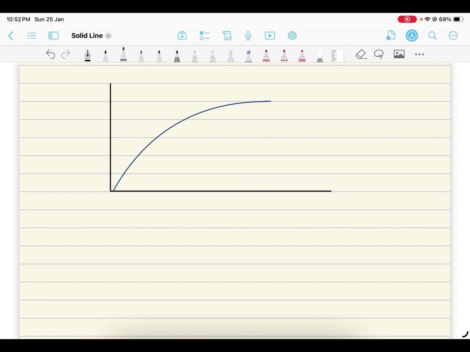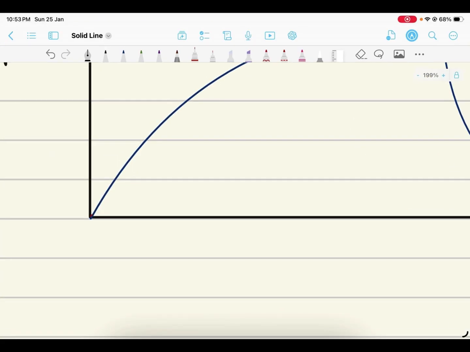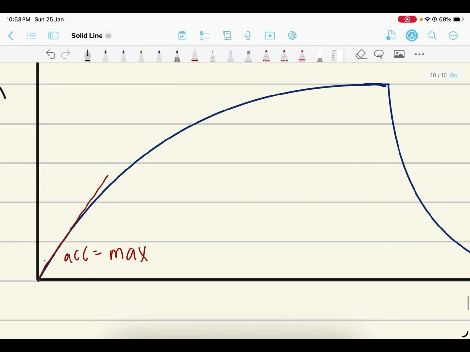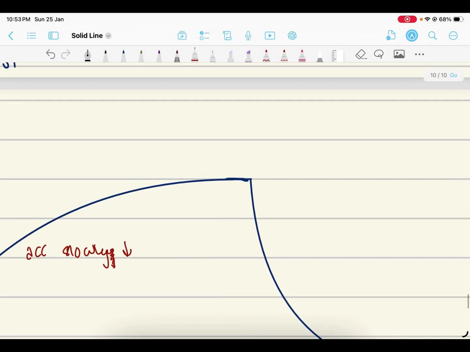But then after this has reached, this is what will happen. At the very beginning, the velocity, the acceleration is maximum, because look, it's the steepest. Then acceleration slowly decreases. Then over here at step 3, terminal velocity. And at this point, the parachute opens.